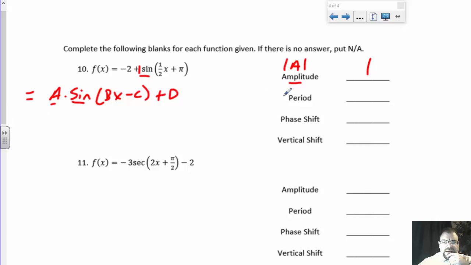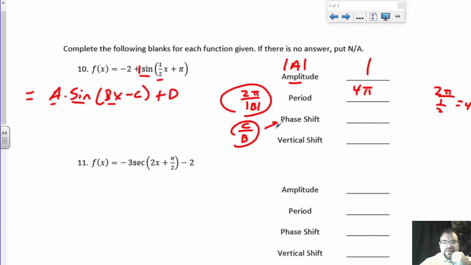The period for sine will be 2 pi over the absolute value of b. And remember, b is this number in front of x, so in this case it's a half. So 2 pi over a half is actually the same thing as 4 pi. So that's the value of my period, 4 pi. Your phase shift, if your graph equation is written like this, is given as this. See, this is different. The phase shift will be c over b. That's your phase shift right there.